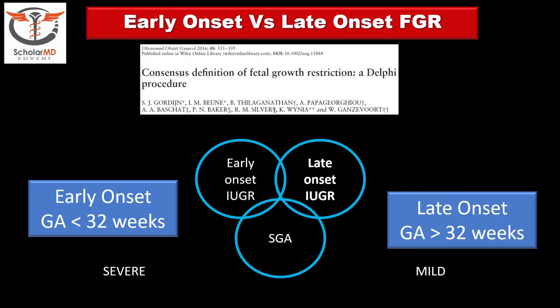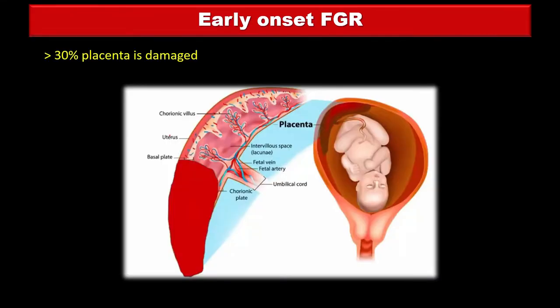Then we have early onset versus late onset FGR. The definition by Delphi consensus: early onset is the one which commences before 32 weeks. Late onset FGR commences after 32 weeks. But this is an arbitrary differentiation or demarcation because there is a lot of overlap between early onset and late onset FGR. Talking of early onset FGR, here the placental damage is more than 30%.